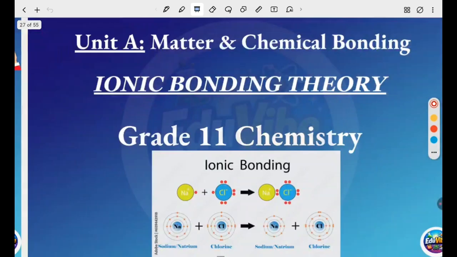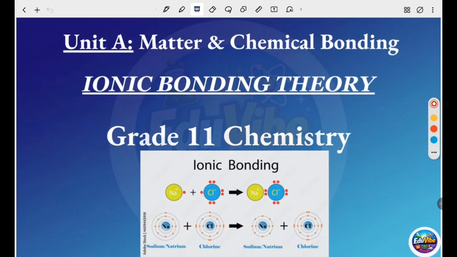So today we will learn about the second topic of matter and chemical bonding, which is the ionic bonding theory. This is a theory lesson, not one with many examples. We just learn the theory which we use in later lessons. This is grade 11 chemistry. So what is ionic bonding theory and what do we have to know about it?